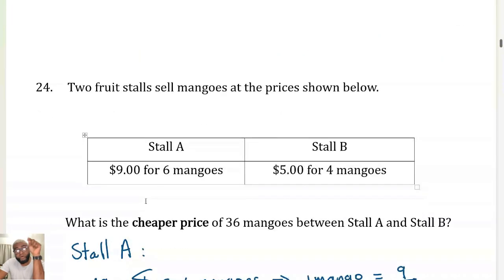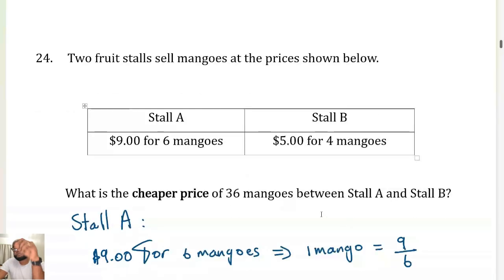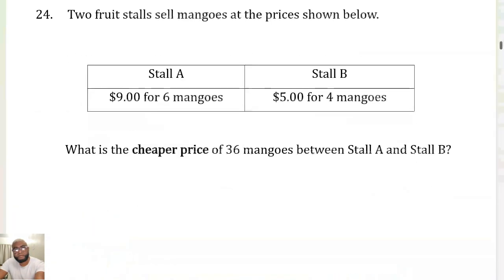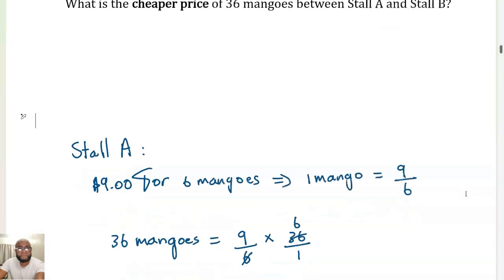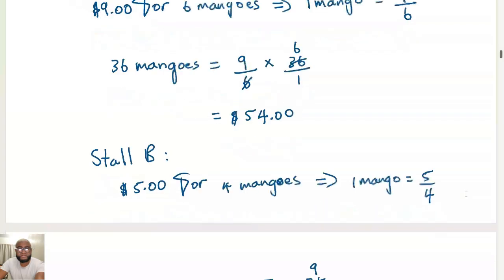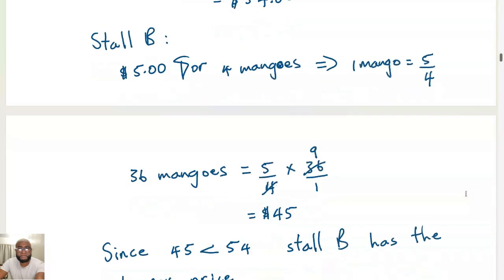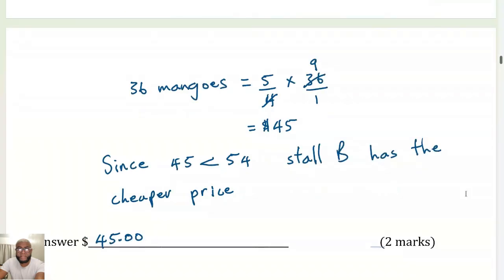Scrolling down, you all can pause where you see fit. All right, so we send this down. All right, so you could probably let your child have a go at it, pause it, let them try it. All right, and then we scroll down to the answer here. Stall A, this is what went on. Stall B, this is what went on down here. So stall B ended up having the cheaper price because 45 is less than 54.